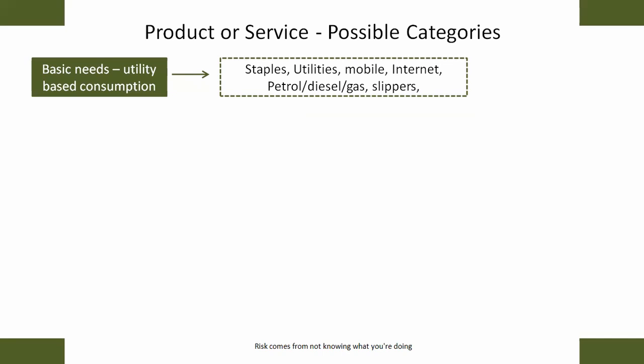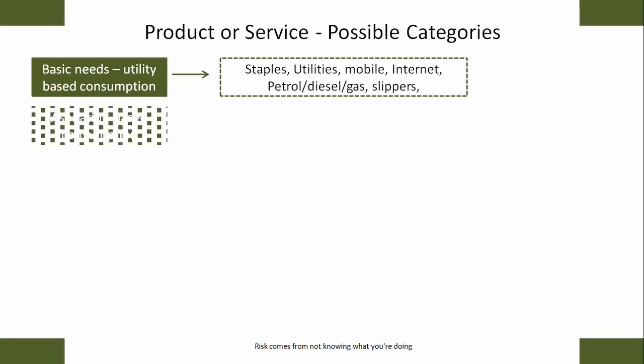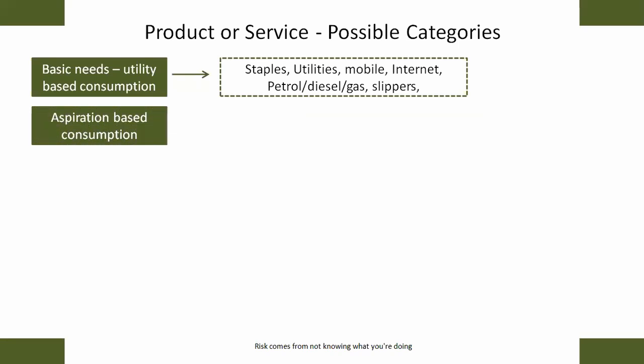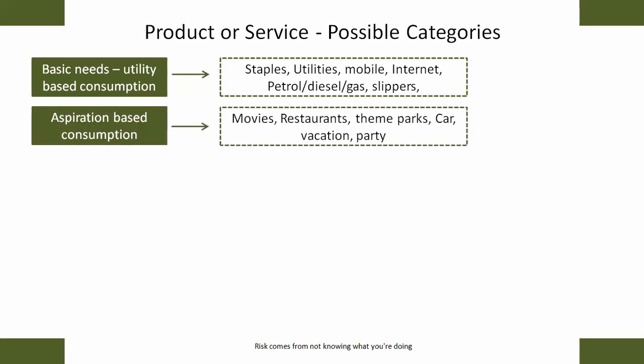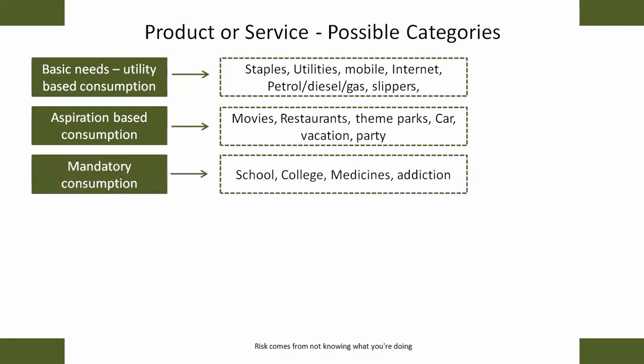So here it doesn't matter to you which mobile subscriber you are using, right? It doesn't matter which petrol you are using from which petrol pump. The second is aspiration based consumption. It is more like movies, restaurant, theme parks, cars, vacation, party. Third is mandatory consumptions. For example, school, colleges, medicines, any addiction you might have.